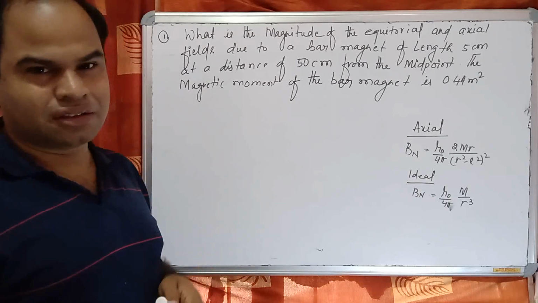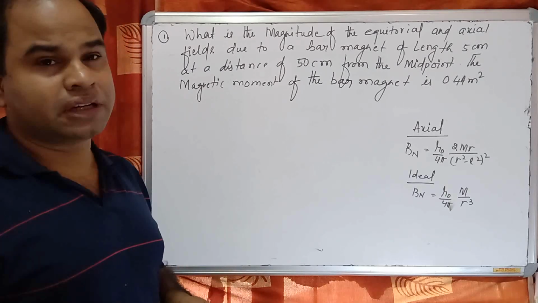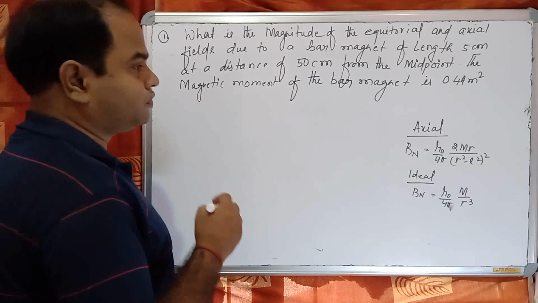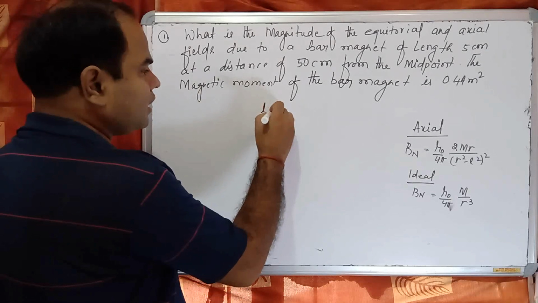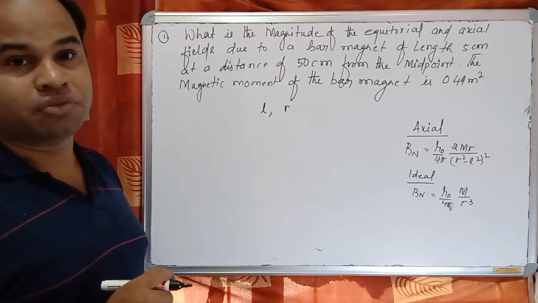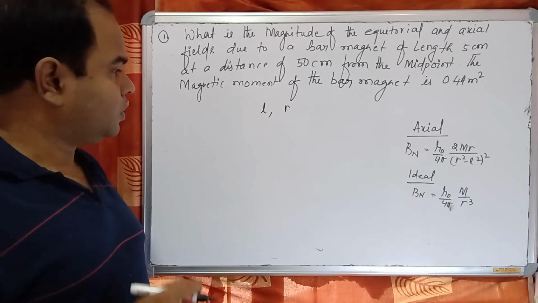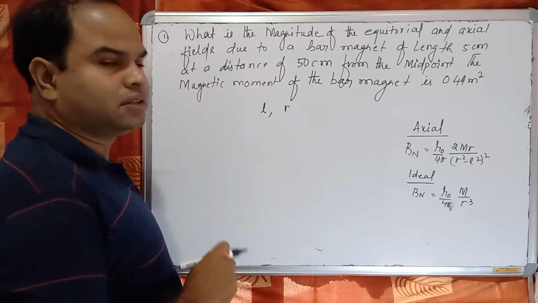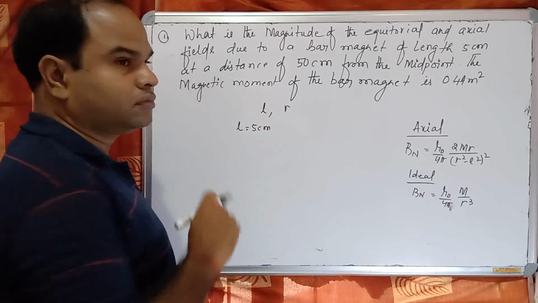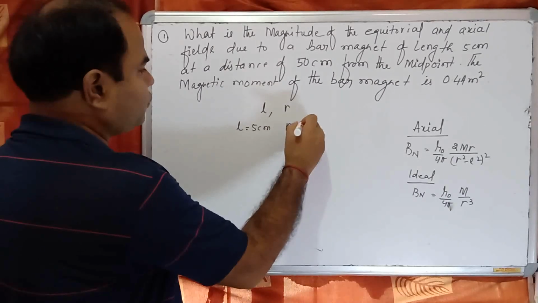Before doing any question related to magnetic field due to a bar magnet at any axial or equatorial point, first check the length and the distance of the point where the magnetic field is to be found. So in this case, the length is 5 cm and this r is 50 cm.